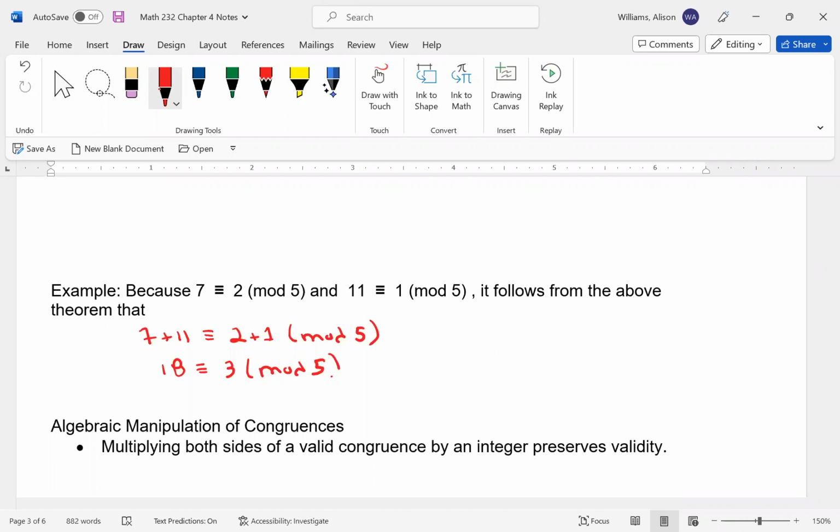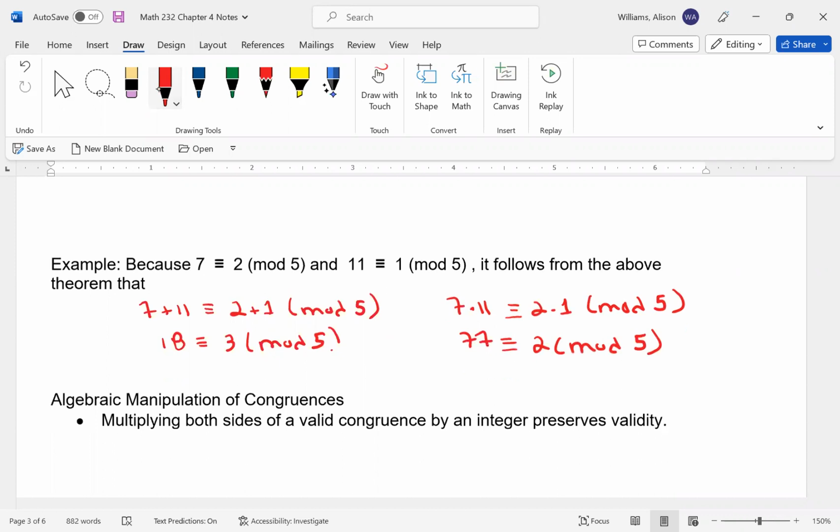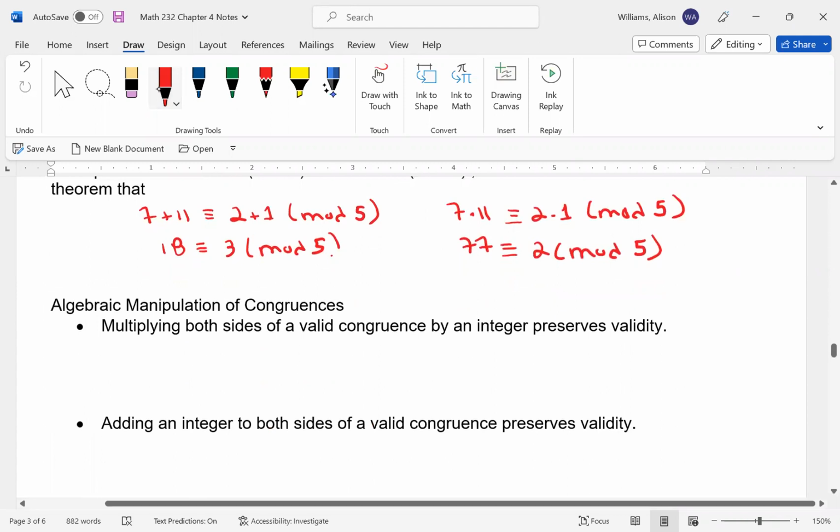Okay, similarly, 7 times 11 is congruent to 2 times 1 mod 5, which is 77 congruent to 2 mod 5. I'm sorry, this should be not equals, but congruent. So basically we're implying that they have the same remainder, and they do when they're divided by 5. Cool. All right, manipulation of the congruences.